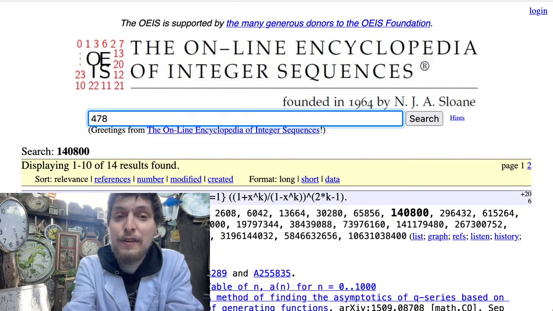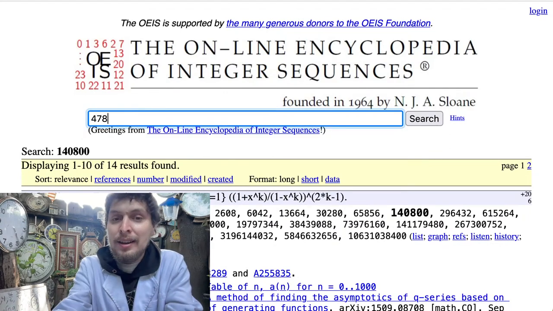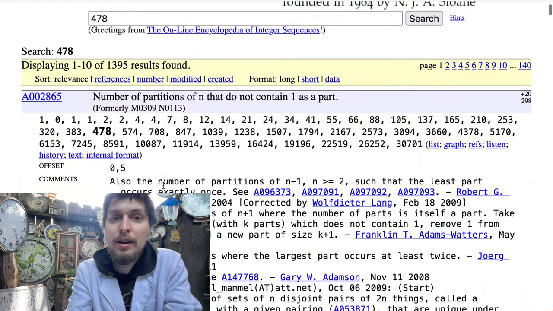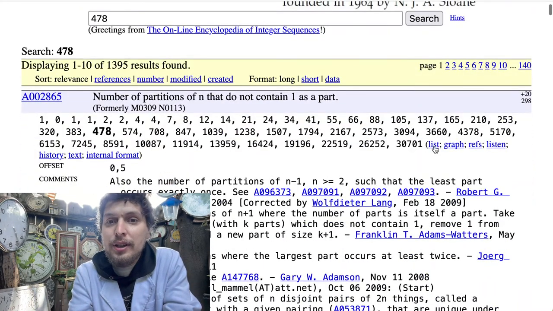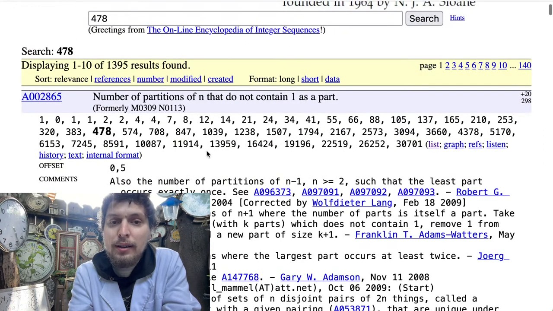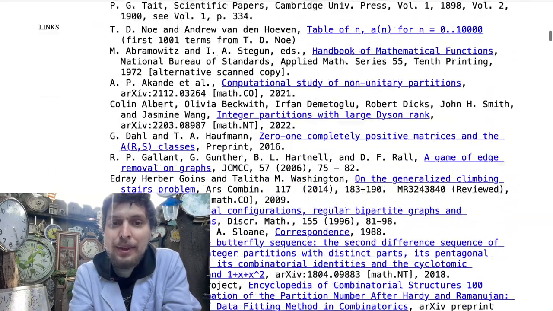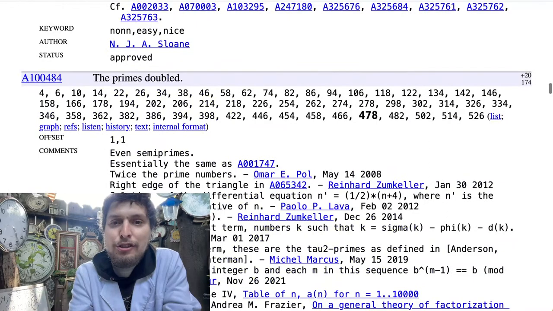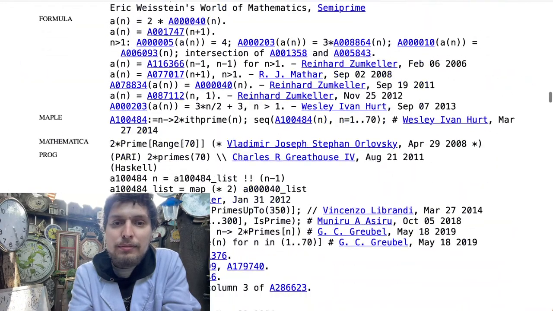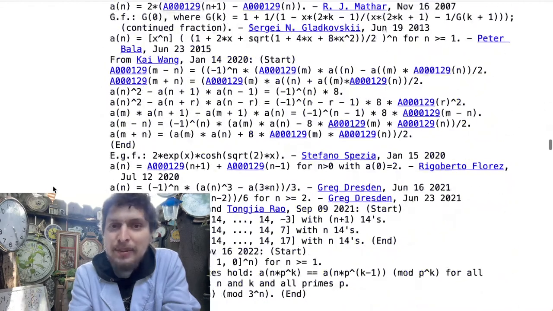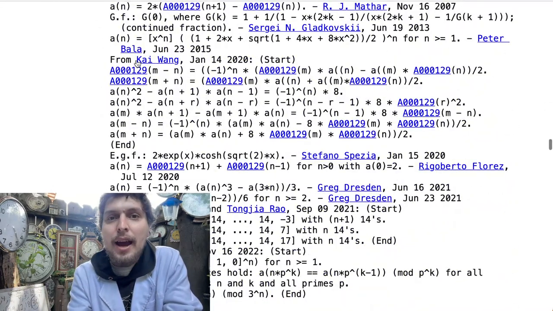And first, let's see if 478, I'm not going to do this for everybody's subscriber count, but this will be an example of how to look up fun numbers. It is the number of partitions of 26 that do not contain the number 1 in their partition. Now, it's also probably other stuff. It's twice a prime. It's called a companion Pell number. So there's a lot of good stuff like that.